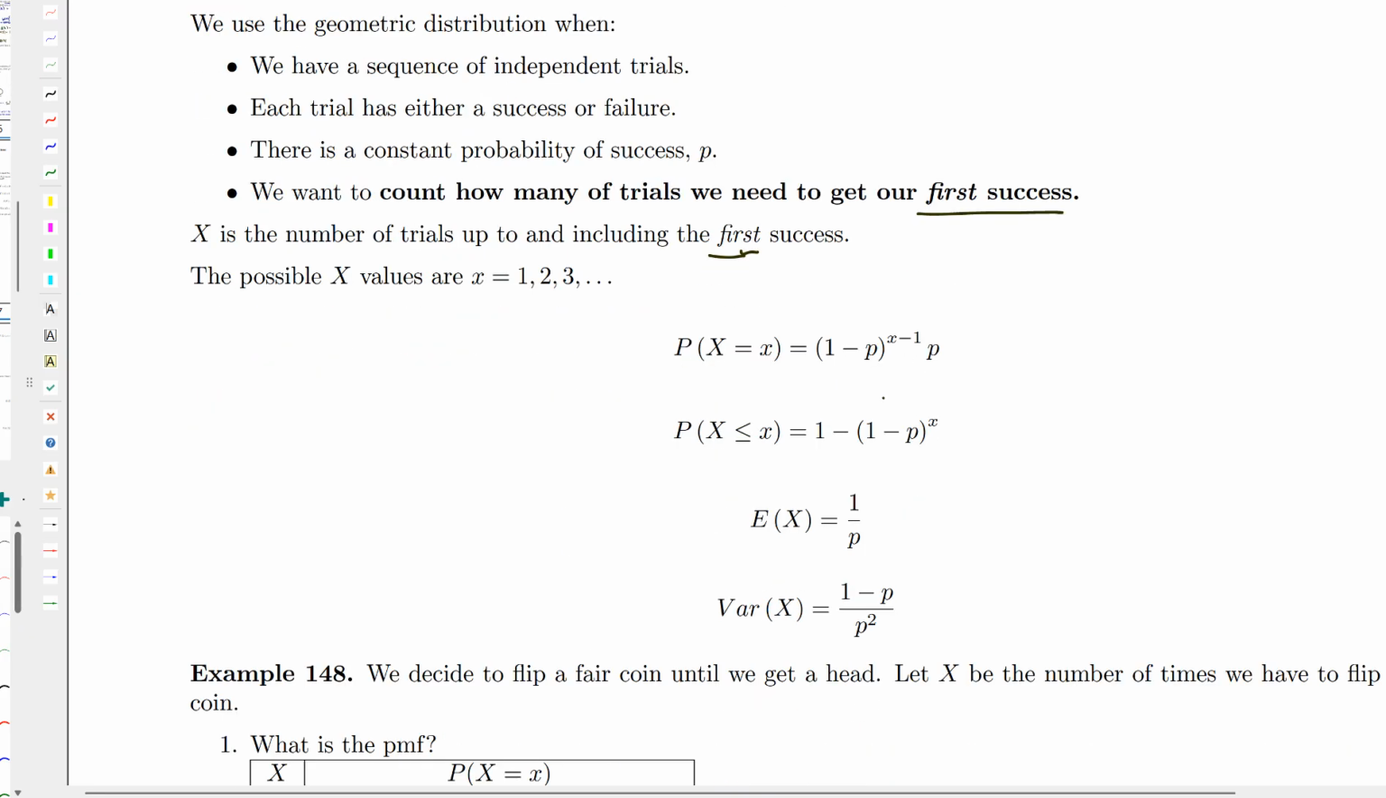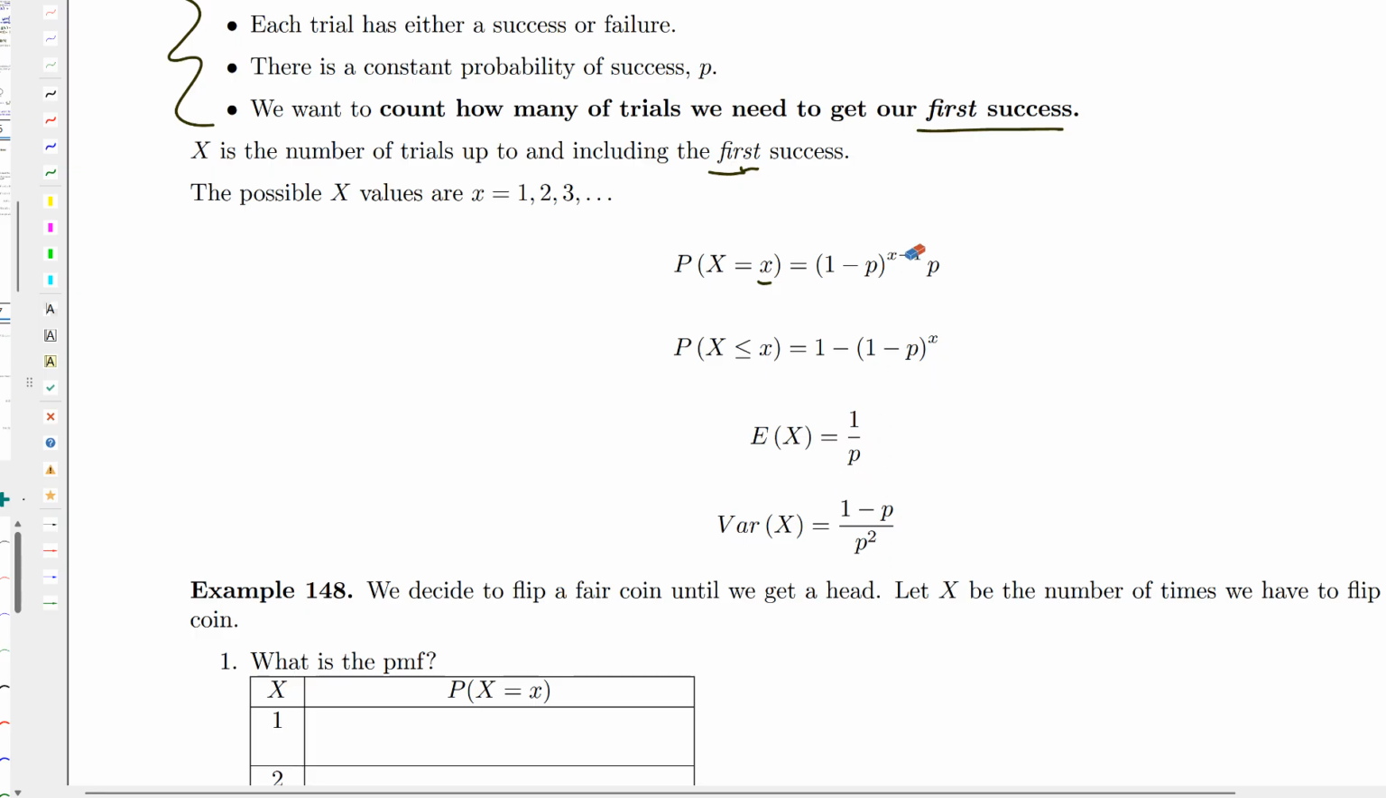Now, if we know that something fits this criteria, we can say, oh, it's a geometric distribution. And instead of finding the PMF using logic and our probability rules, and instead of finding the expected value by hand and the variance by hand, we can use these shortcut formulas. So we have the probability that X equals a specific value is this formula. We have the probability that X is less than or equal to some number will be this formula. We have the expected value of X and the variance of X.